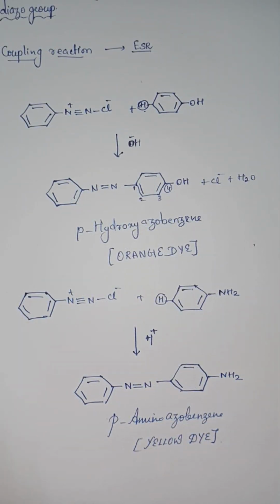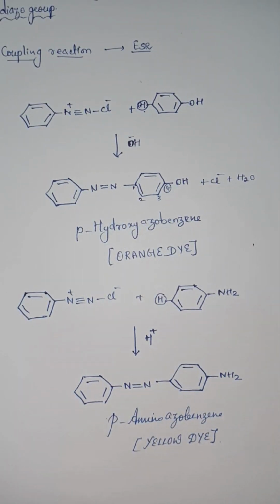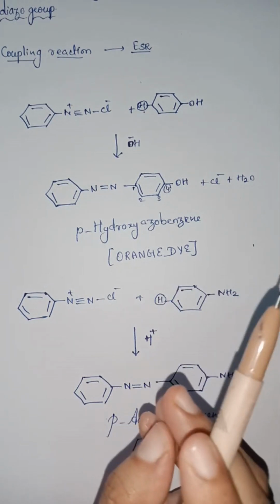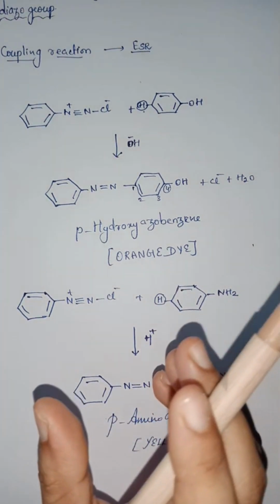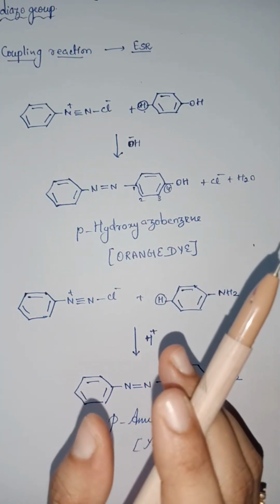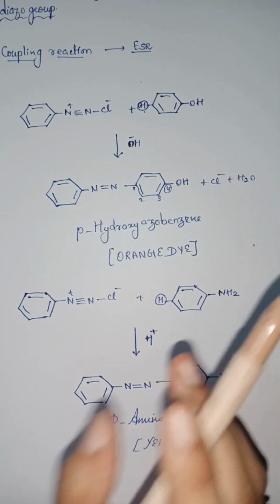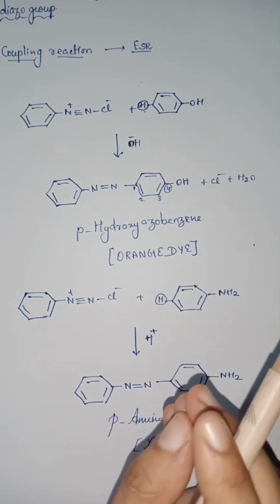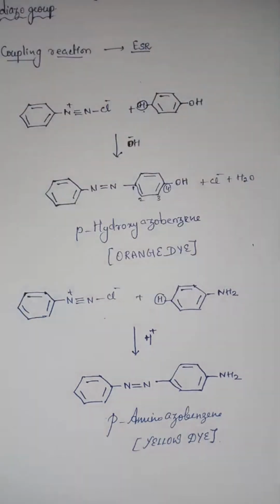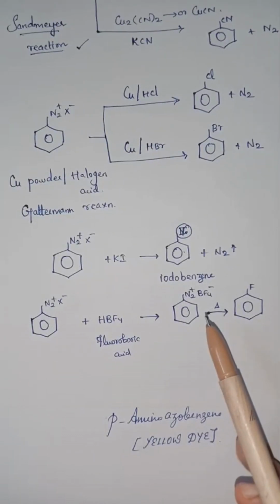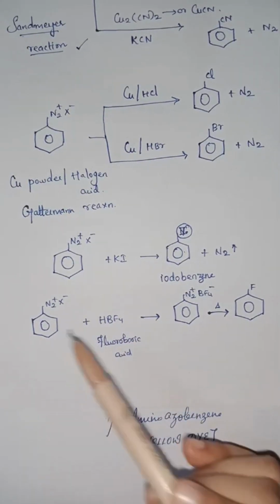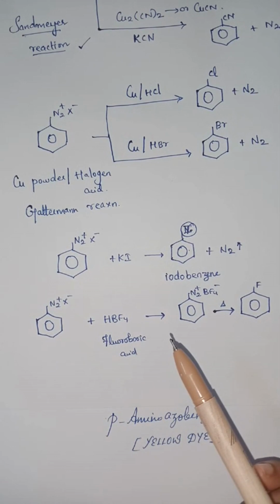The importance of benzene diazonium chloride. We can prepare a lot of compounds like phenol, benzene, nitrobenzene, because the N2 group can be displaced by fluoro, chloro, bromo, iodo, cyano. In fact, fluorobenzene cannot be prepared from direct halogenation, but we can prepare it from diazonium salt. That is a main advantage of this.